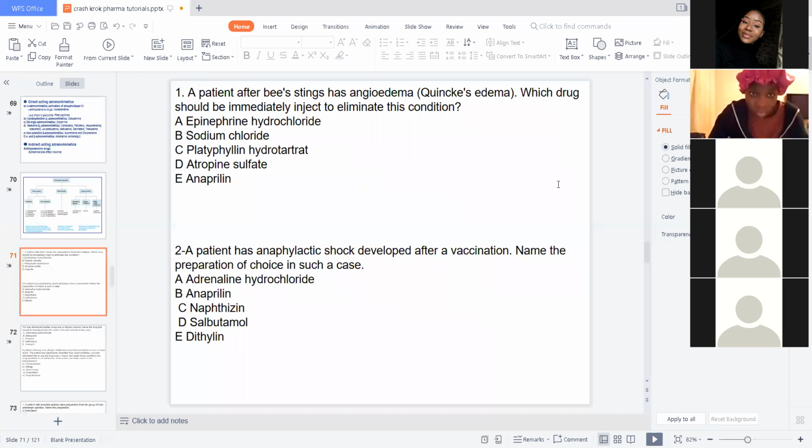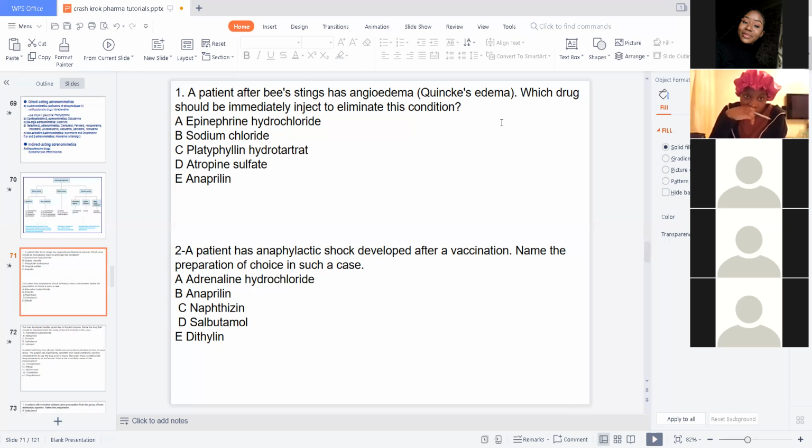Okay, so for questions, let's start with Dauda. A patient after bee stings had angioedema. Which drug should be immediately injected to eliminate these conditions? I think epinephrine hydrochloride. Yes, that's correct. Good job. So epinephrine is the drug of choice for anaphylactic shock.